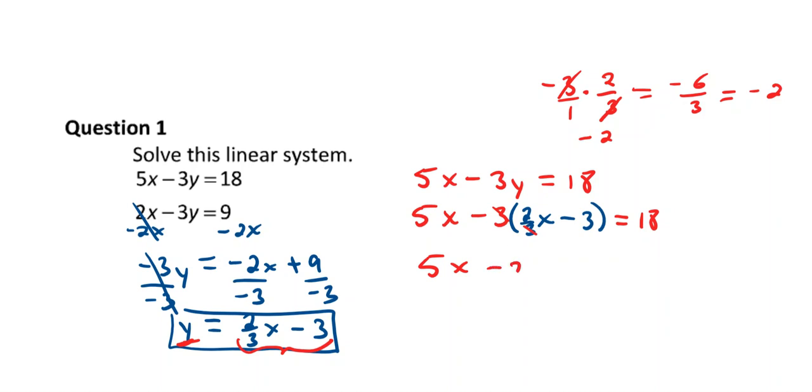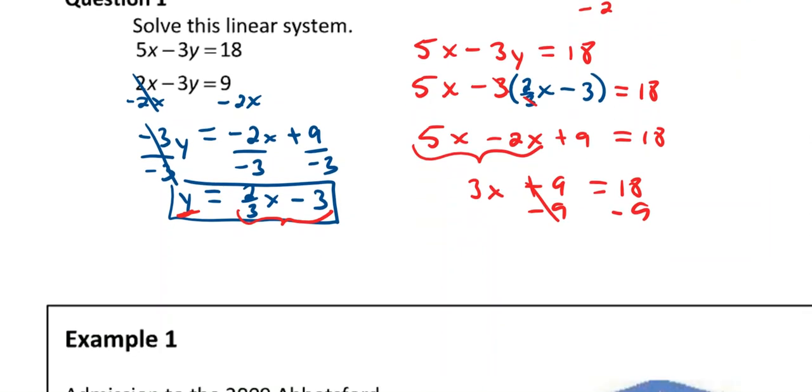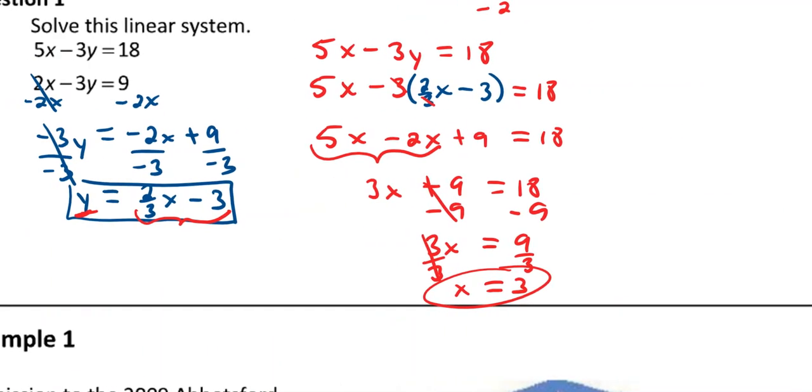So now this is just negative 2x. And then negative 3 times negative 3 is going to be positive 9. And then that's equal to 18. Okay, collect like terms. So we've got 5x minus 2x is 3x plus 9 is equal to 18. And then minus 9 minus 9. So we get 3x is equal to 9. So divide by 3, divide by 3, so we get x is equal to 3. There, half done. Not really, we're pretty much done.